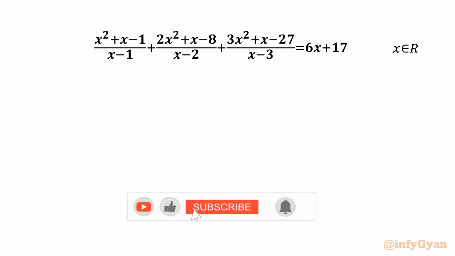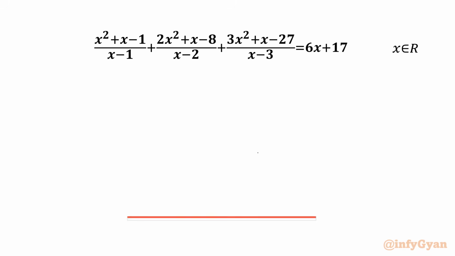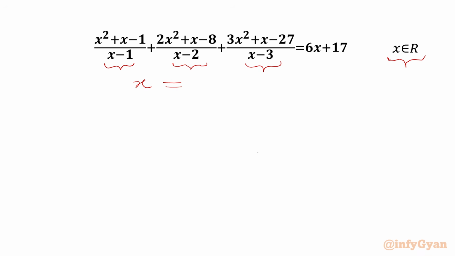Today in this video we are going to solve one very interesting question from rational equations for the real values of x. So let's get started straight away by writing our denominators cannot be equal to 0. So our answer: x cannot be equal to 1, 2, or 3.